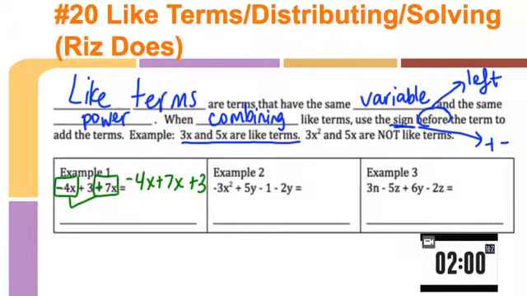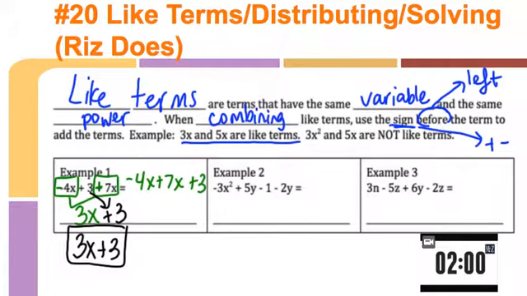So negative 4x plus 7x, it means negative 4 plus 7 gives me a positive 3x, and then I'm just going to bring down the positive 3. At this point, I ask myself if I see any other like terms. Now one of the terms has x, but the other one doesn't, so they are not like terms, so I'm just going to leave it as 3x plus 3. Okay? So let's try example 2.